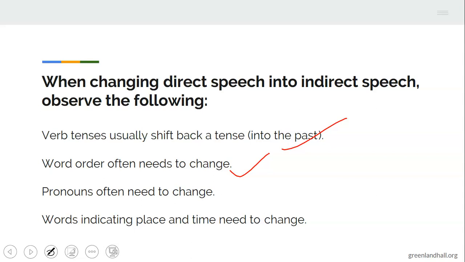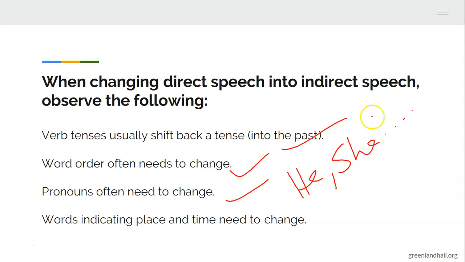Pronouns often need to change. Examples of pronouns, how many of you remember? He, she, and so on. Words indicating place and time also need to change. Those are the rules that we'll observe. Then let's see.